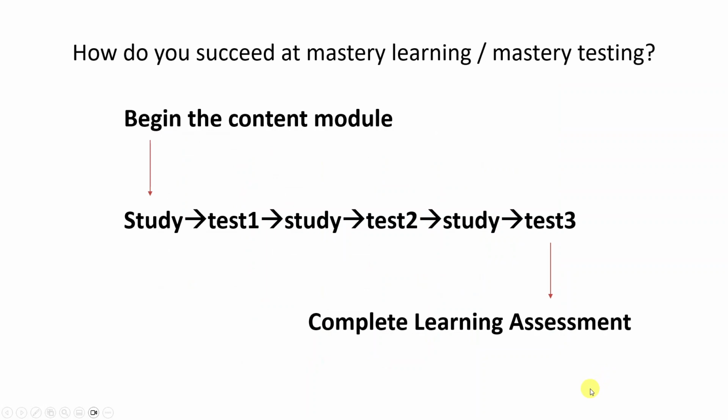Now, how do you succeed? You begin the content module, you work your way through by studying. And then you take a test. And then you study again. And what do you study? You do a focused study on the questions you missed. You can always go back to every quiz you take in this course and see the questions that you took, the answers that you chose, and whether they were correct or not. So you go back and you find out what you missed. All right.